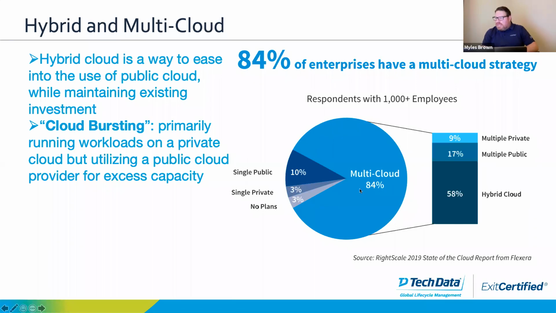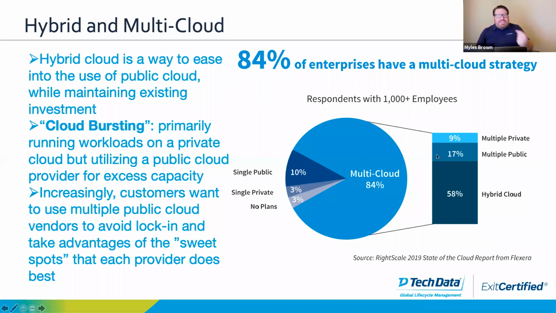But what you will see here under this hybrid multi-cloud, there's like 58% of them are doing hybrid. But look at this, multiple public clouds, 17%. That number keeps coming up every year. So increasingly, customers want to use multiple public vendors to avoid lock-in. And also, like I mentioned, take advantage of the sweet spots of each one. So I mostly like AWS, but for analytics, I want to do some Google Cloud.